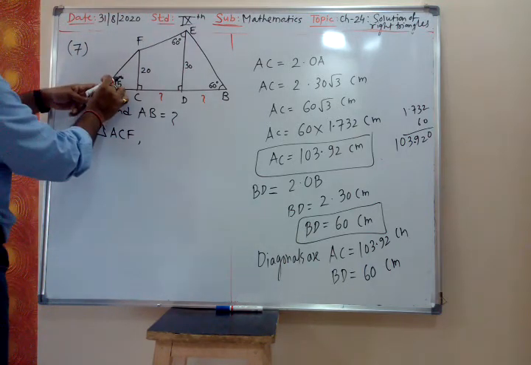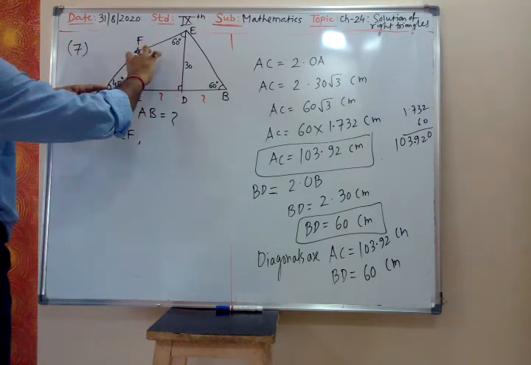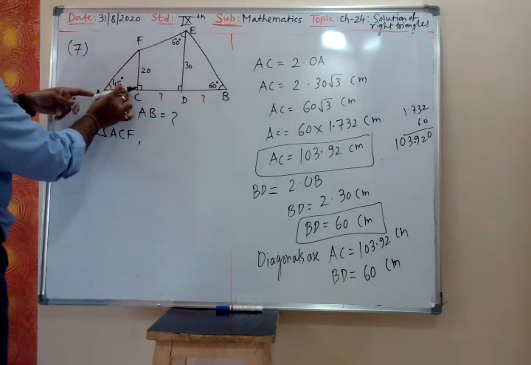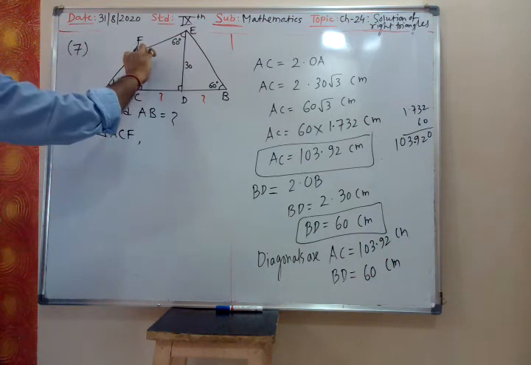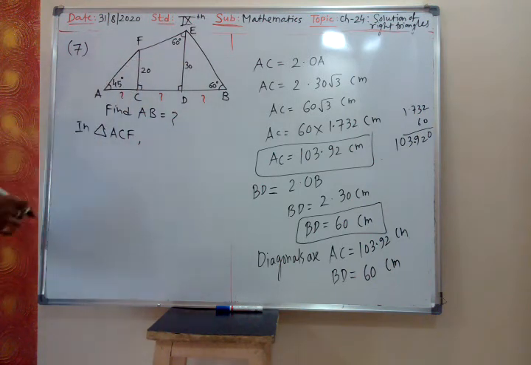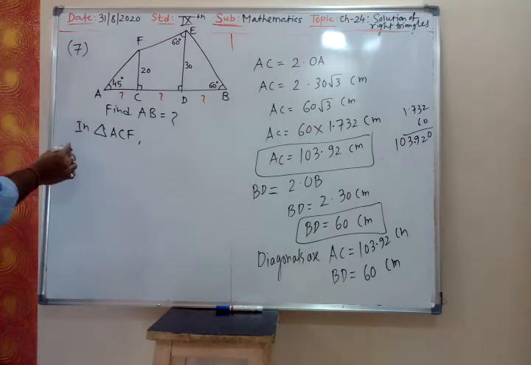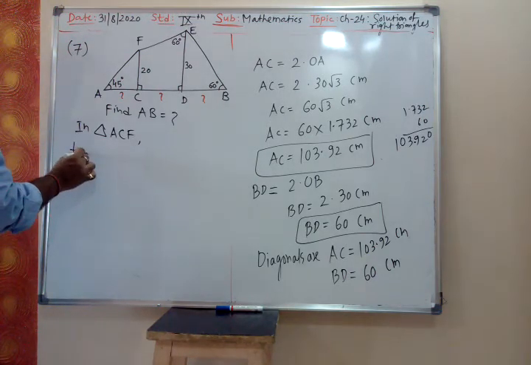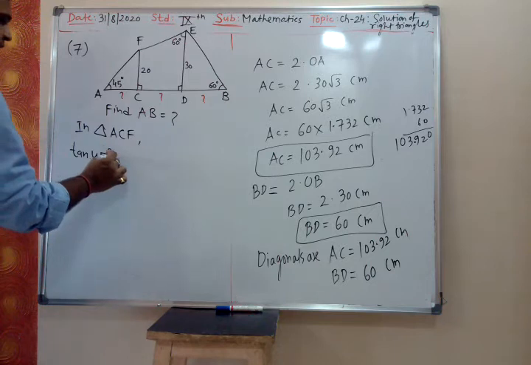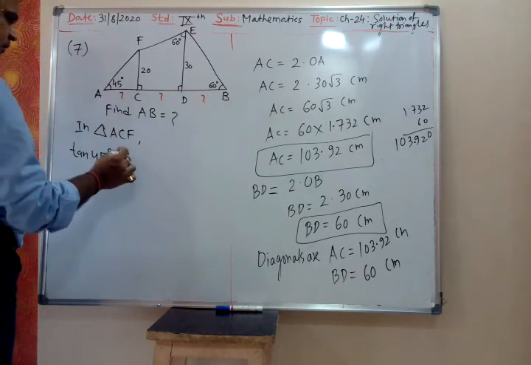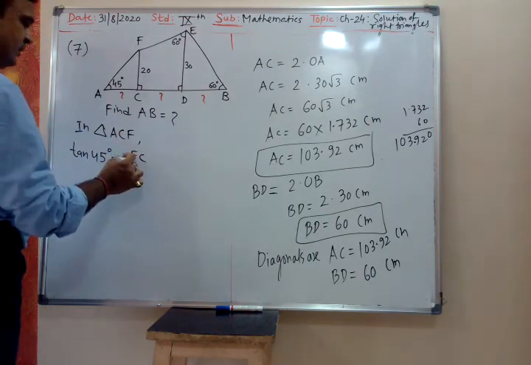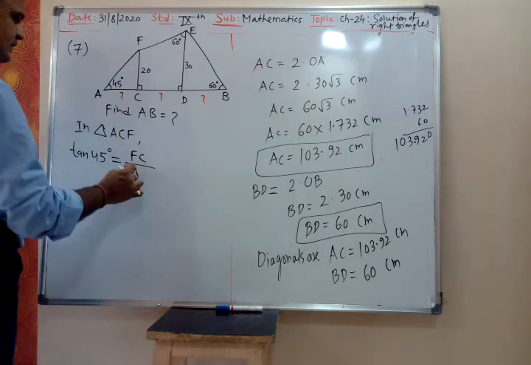So the reference angle is 45. Opposite is given, and we want to find adjacent. So in which ratio do you have opposite upon adjacent? Tan 45. Are you getting it? So tan 45 degree is opposite, that is FC, upon adjacent, that is AC.